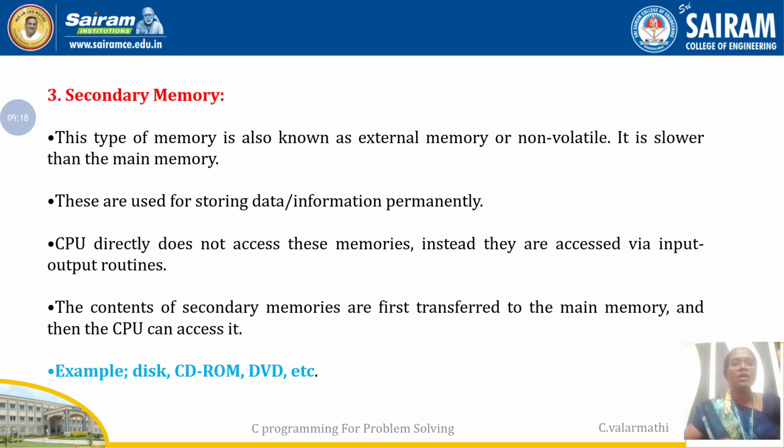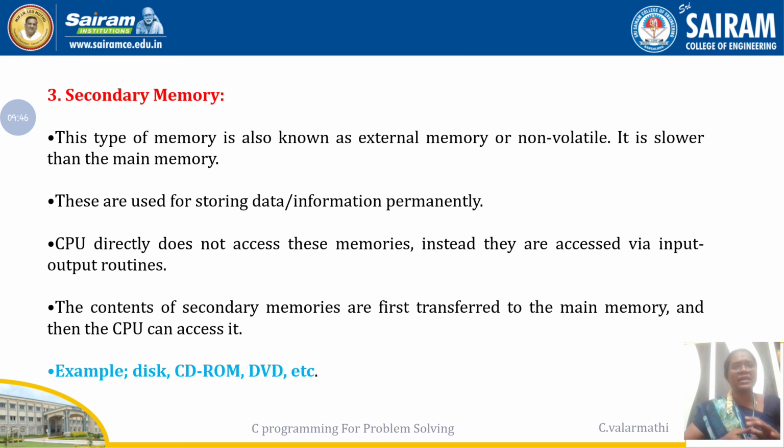Then what is secondary memory? This type of memory is also called external memory and is non-volatile. What is meant by volatile and non-volatile? Non-volatile means that when the power is switched off, the data will not be lost. Even though the power is switched off, the data will not be lost. So those kinds of memories are called non-volatile, and it is slower than main memory.